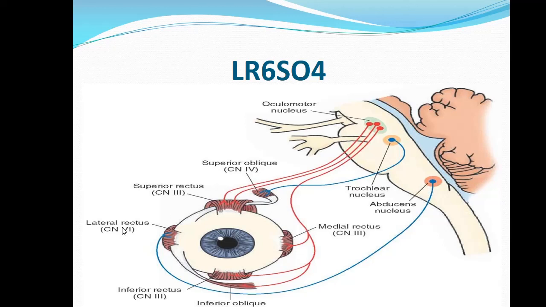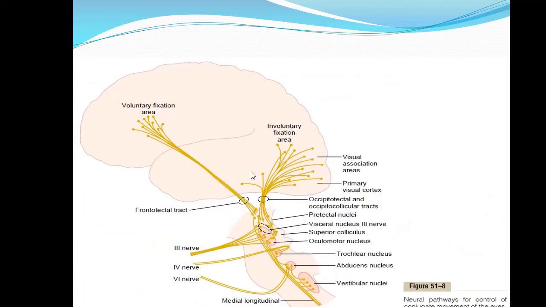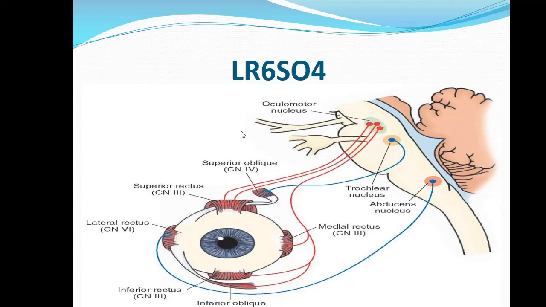So the lateral rectus is innervated by the sixth cranial nerve, which is the abducent nerve. The superior oblique muscle is innervated by the fourth cranial nerve, which is the trochlear nerve. And what about the rest of the extraocular muscles? The rest are innervated by the third cranial nerve. So we are left with superior rectus, inferior rectus, medial rectus, and inferior oblique. All these four muscles are innervated by the third cranial nerve.